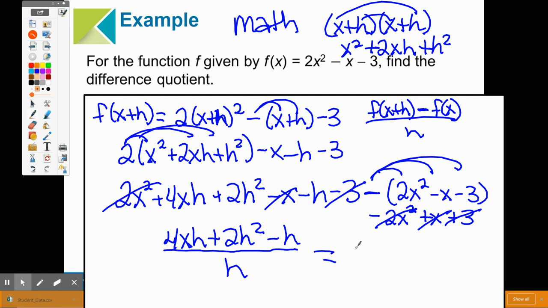We cancel the h out of everybody, and you get 2x plus, I'm a liar, not 2x. You guys are probably mad. You get 4x plus 2h minus h over h is 1. So this is your difference quotient. So basically it's 4x minus 1 plus whatever the step away from each other is. So that is the difference quotient.